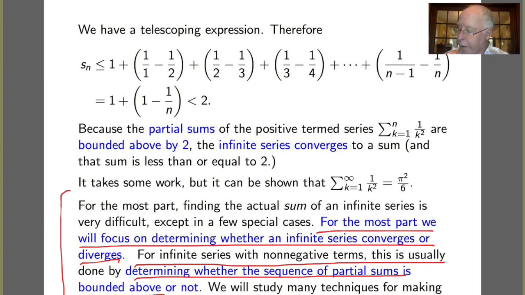And so we're going to do a lot of work here with techniques for making this determination for sequences of non-negative terms. We're going to spend a lot of time looking at infinite series like the harmonic series, the sum of the reciprocals of the squares, etc., and other similar series. We won't spend a lot of time with series that have both positive and negative terms. Those are a little more difficult to determine. So we'll spend a lot of time looking at techniques to determine whether the sequence of partial sums of a non-negative infinite series are bounded above or not.